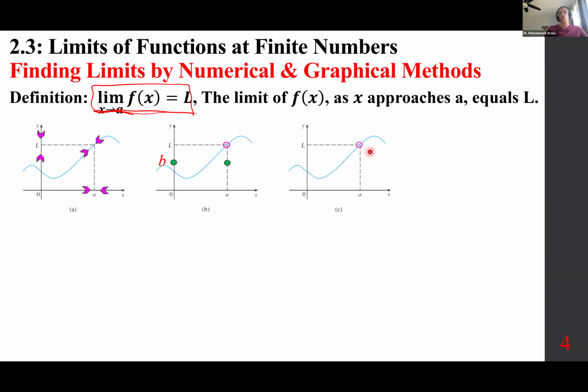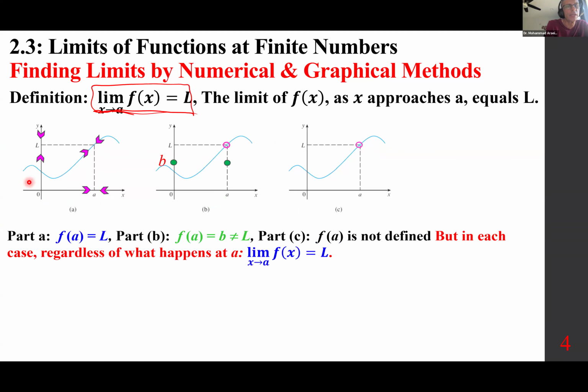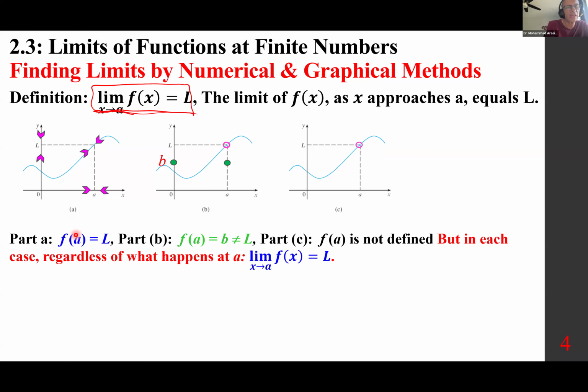But what's the difference among those? In part A, f of a is also equal to L. There is no discontinuity. f of a represents the functional value at precisely x equals a. In part B, f of a, you look at the solid point, is B, which is not equal to L, which makes it discontinuous at x equals a.